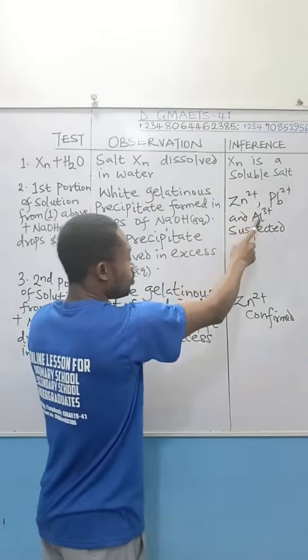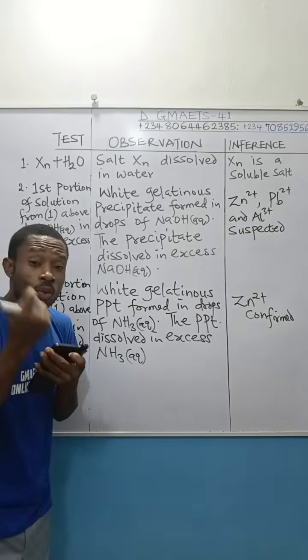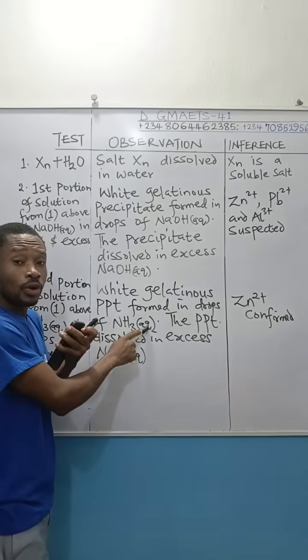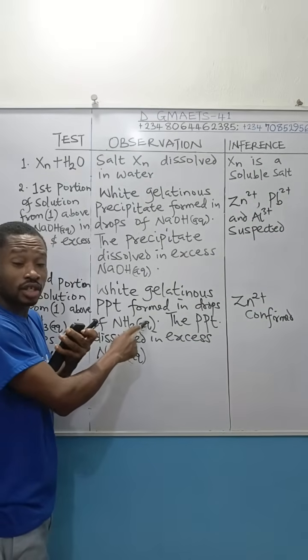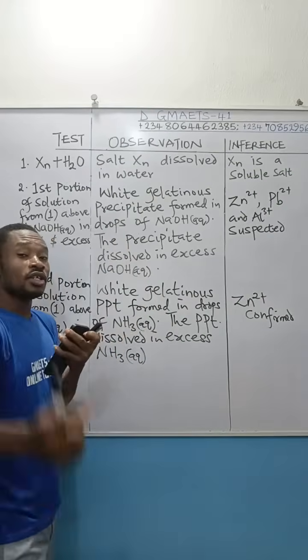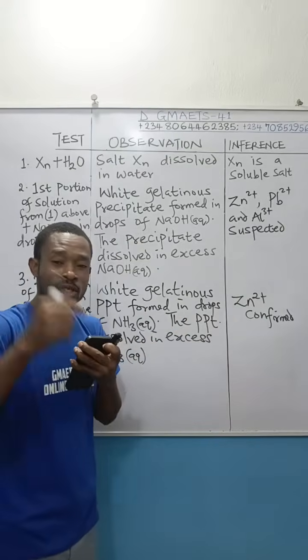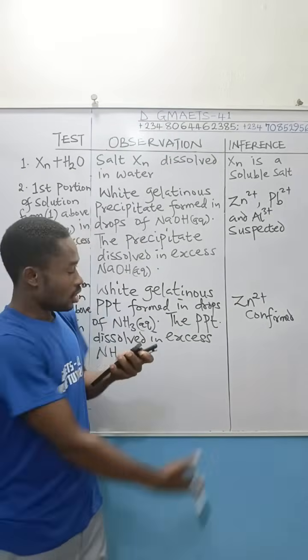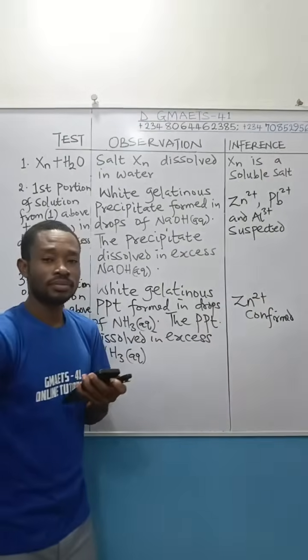Zinc, lead, aluminium will produce white gelatinous precipitate in drops. They will produce white gelatinous precipitate in what? In drops. But the precipitate, it is only that of zinc that will dissolve in excess of ammonia. So this is what we have here.